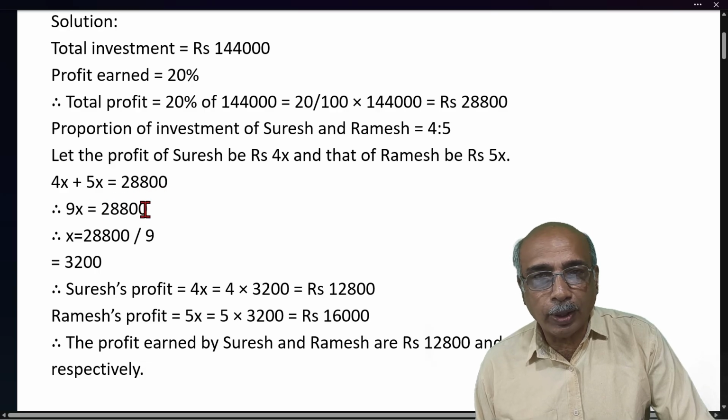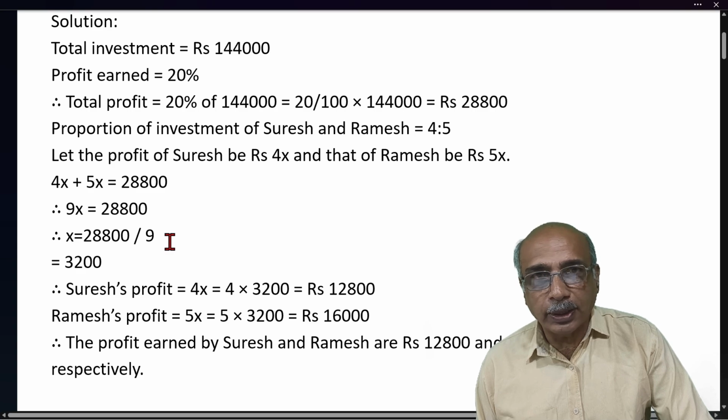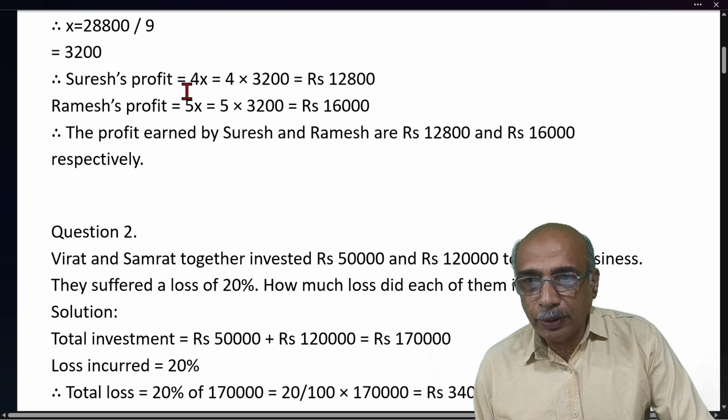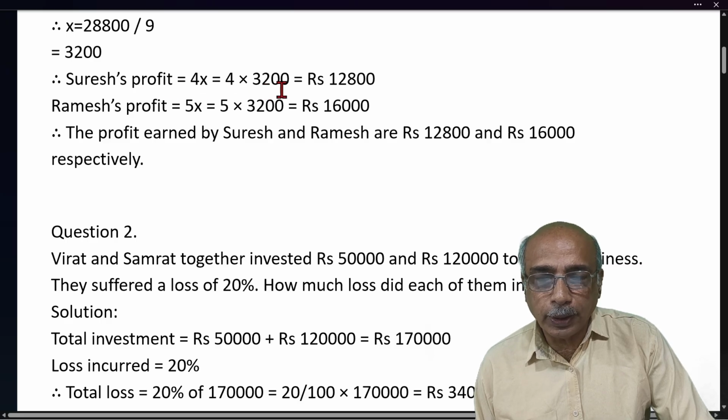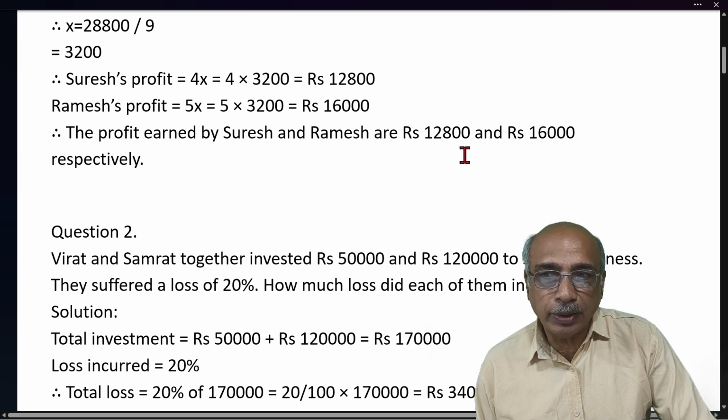When you simplify, it will come to 9x equals 28,800. Therefore, x equals 28,800 divided by 9. Answer comes to 3,200. This is the value of x. So Suresh's profit will be 4x equals 4 into 3,200 equals 12,800 rupees. And Ramesh's profit will be 5x equals 5 into 3,200 equals rupees 16,000. Therefore, the profit earned by Suresh and Ramesh are rupees 12,800 and rupees 16,000 respectively.